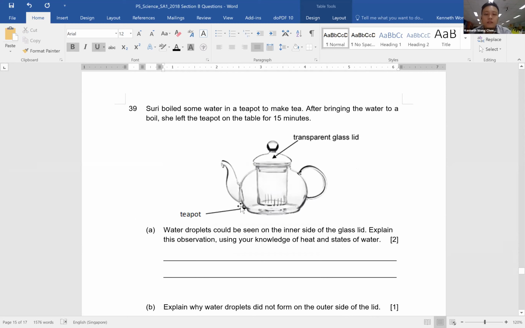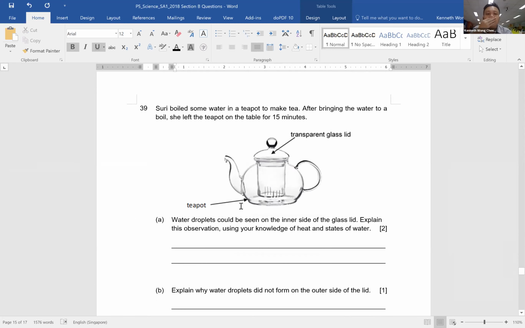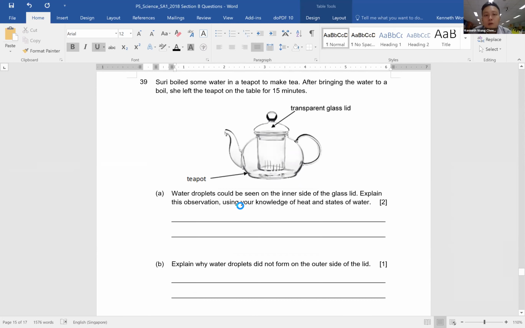Okay, this one we'll do quickly. We have done this many times already. Okay. Suri boiled some water in a teapot to make tea. After bringing the water to a boil, she left the teapot on the table for 15 minutes.